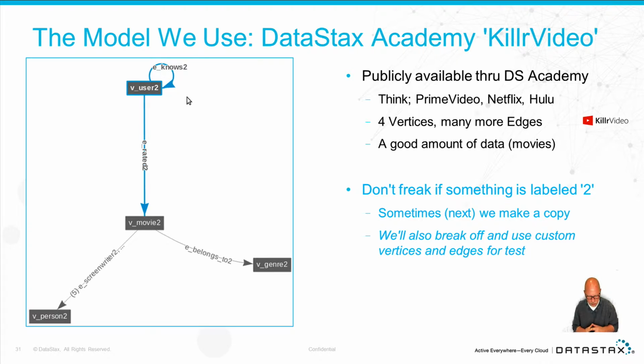Every database platform on the planet ships with a sample database. The one that ships with DataStax Enterprise is called Killer Video. It's basically like a Netflix or a Hulu or Amazon Prime. And users rate movies is where we're going to spend the most amount of time. Users rate movies, but as we look at Circle of Friends, users know users. So there's a recursion there.